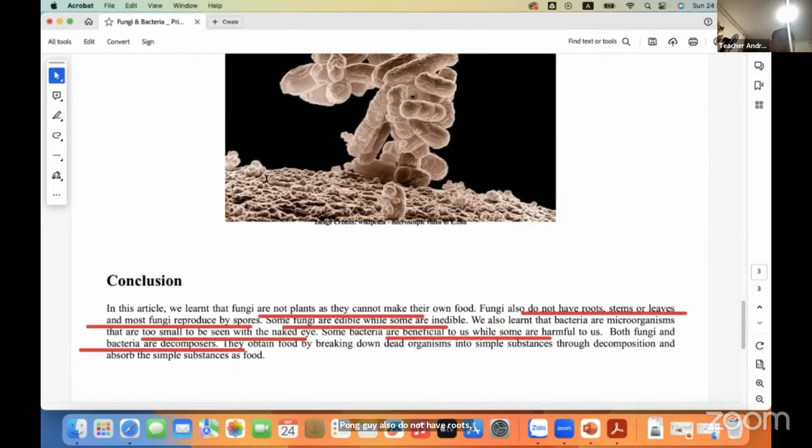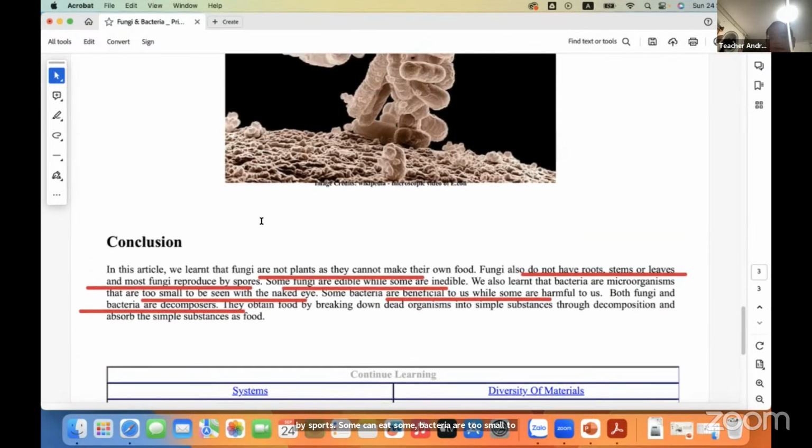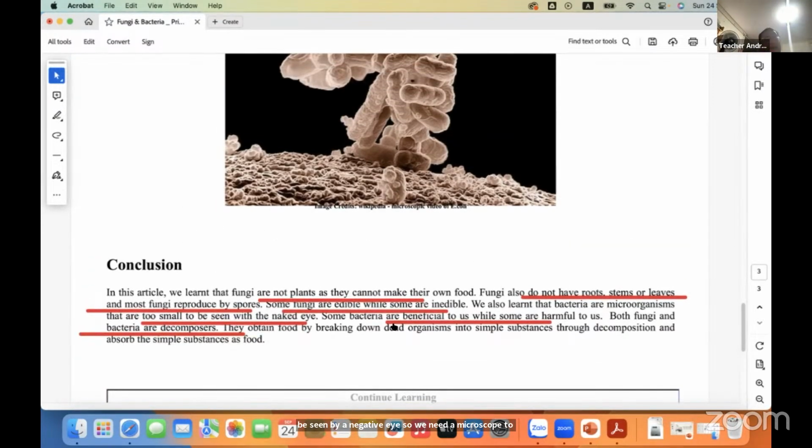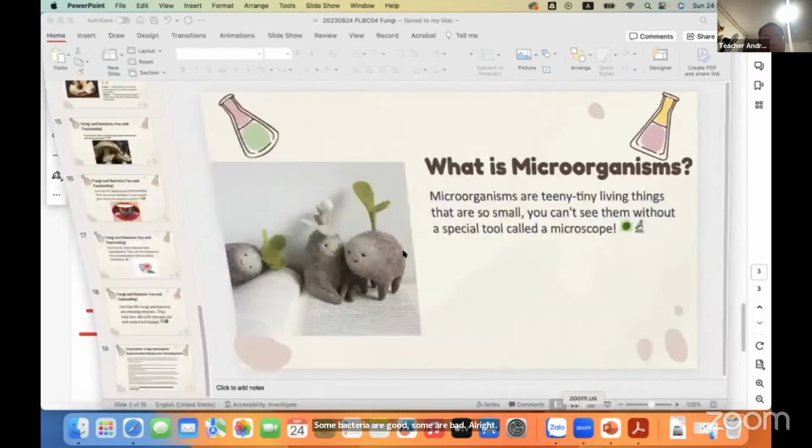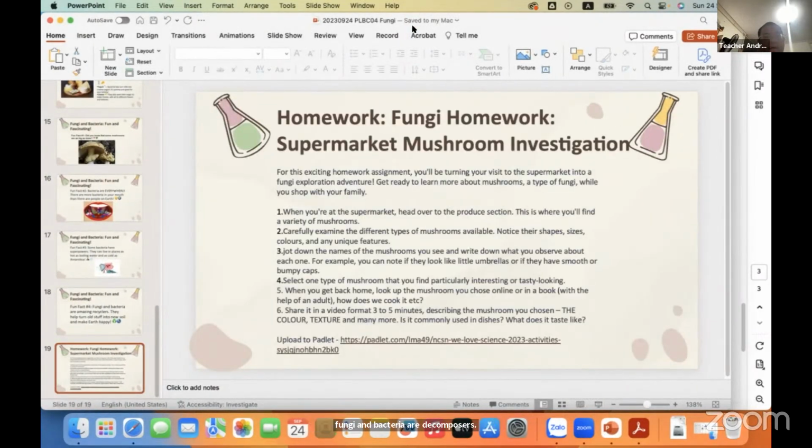They obtain food by breaking down dead organisms into simple substances through decomposition and absorb the simple substances as food. All right, without further ado, let me go back to the slides to show you the homework that we're supposed to do for today's lesson.